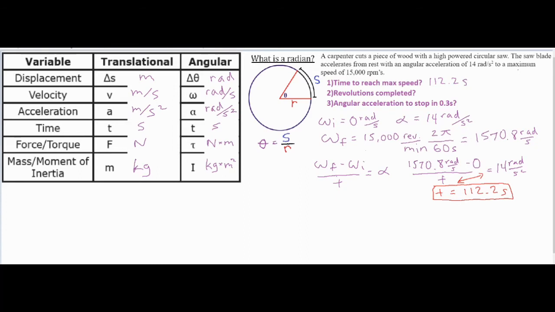And number 2, the revolutions completed. So how many revolutions did it complete in that 112.2 seconds? So we can go ahead and use another familiar looking kinematic formula and change it up. And that one would now look like this. Delta theta equals the initial angular velocity times time plus 1/2 alpha t squared.